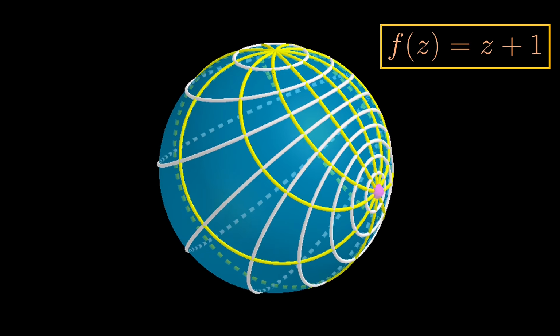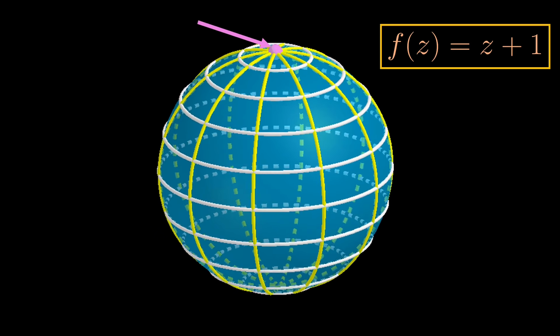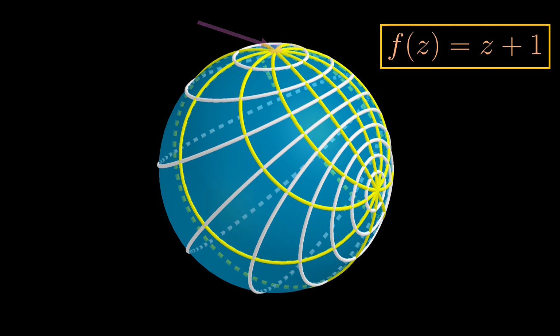But there are some other features to notice as well, including another special point, the North Pole, because the North Pole stays exactly where it was throughout. The other thing to notice is that these white and yellow curves are still circles and still intersecting at right angles. You can figure out why after the next video about Möbius maps.